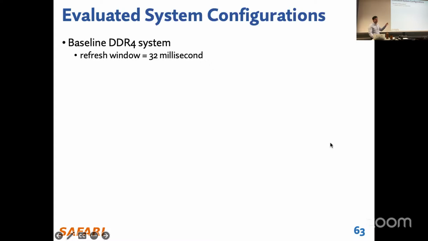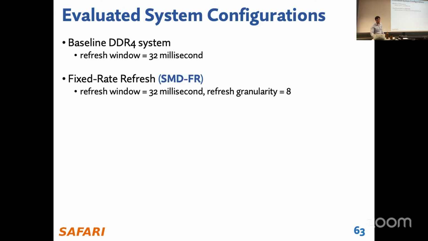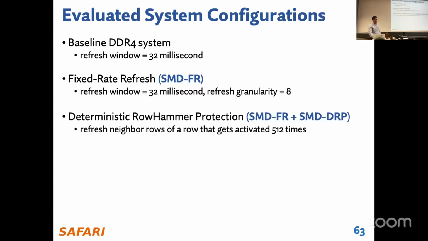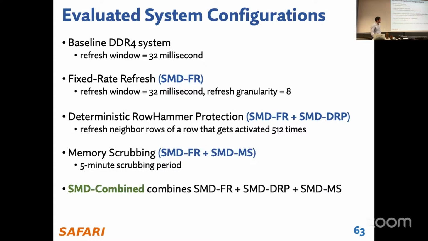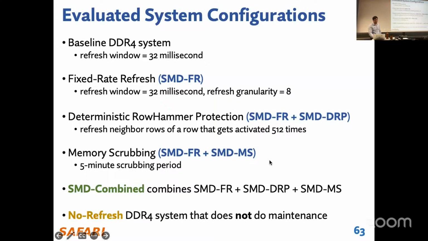So the first one is the baseline DDR4 system, which does refresh every 32 milliseconds. We have SMD-based fixed rate refresh, SMD-based deterministic RowHammer protection. That's like SMD with graphene, if you remember from older lectures. We have memory scrubbing and SMD combined that combines all 3 mechanisms. And we also have the hypothetical no refresh configuration that doesn't do any maintenance at all. So this is the best, well, in one sense, it's the best you can have.